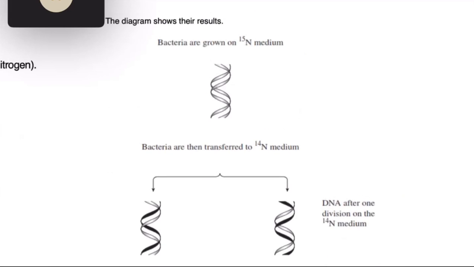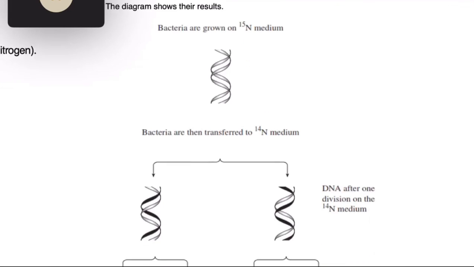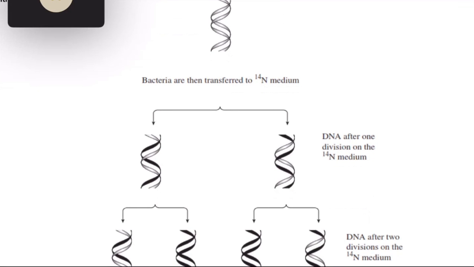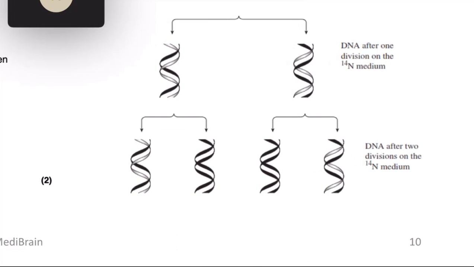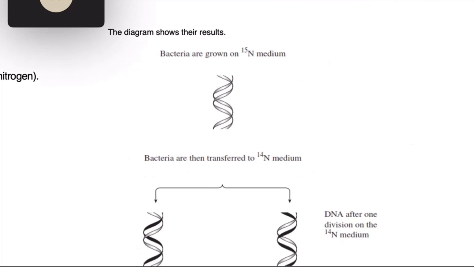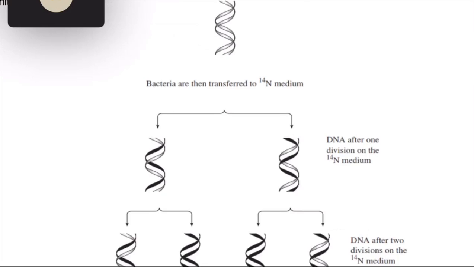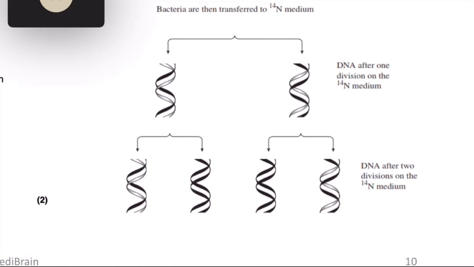Okay, so we've got this diagram. It says bacteria grown on 15N medium. Bacteria are then transferred to a 14N medium, and this is what the DNA looks like after the 14N medium, and then DNA after two divisions in the 14N medium. So the original bacteria is grown in the 15N medium. It's then transferred for two divisions into a 14N medium, which is the light medium.